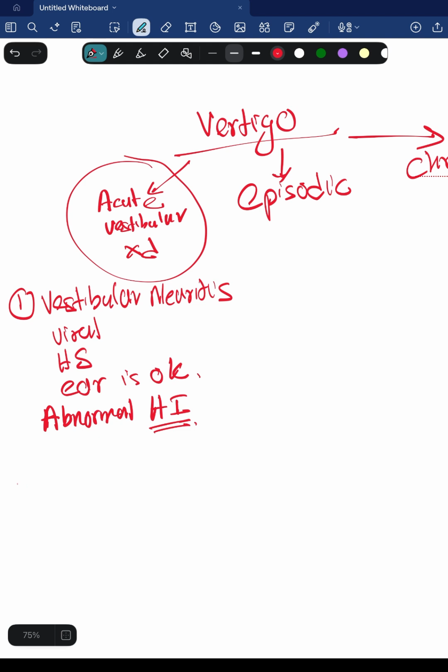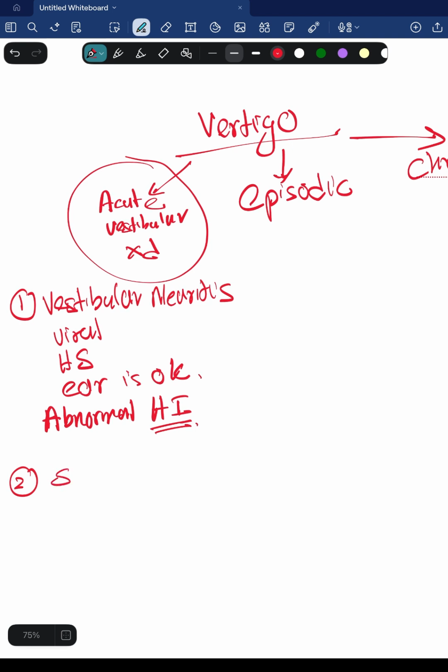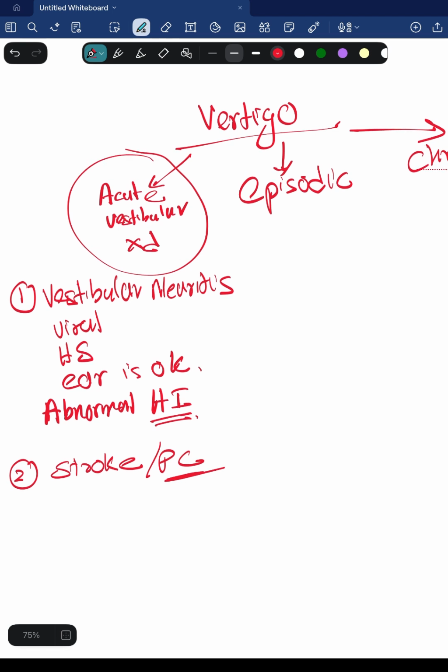And the second one that can cause acute vestibular syndrome is a big one, and that is stroke, right? So posterior circulation stroke. These people will have stroke symptoms. They have risk factors for stroke. They would have significant ataxia. They could have other cerebellar signs and all.